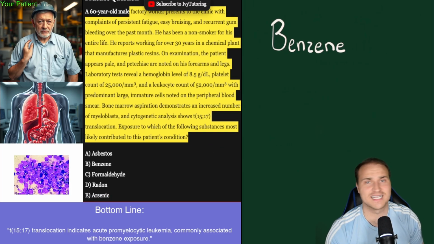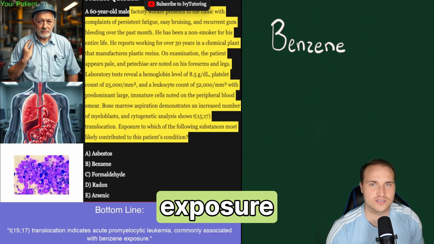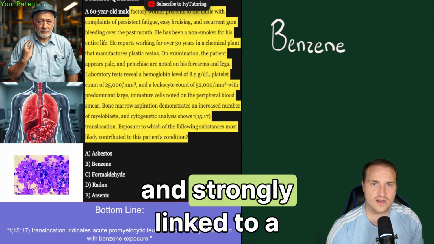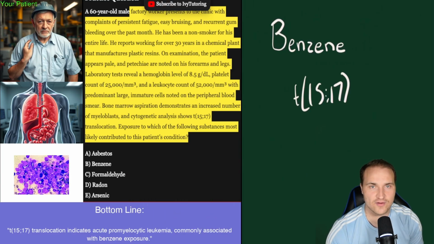So basically, he is a chemical plant worker with pancytopenia, gum bleeding, and myeloblasts in the marrow. So what is the toxin that caused it? Well, he has acute promyelocytic leukemia, and it's a subtype of AML. Chronic benzene exposure is common in industries like plastics and resins, and is strongly linked to aplastic anemia and AML. Other options are going to be associated with different cancers, not AML.